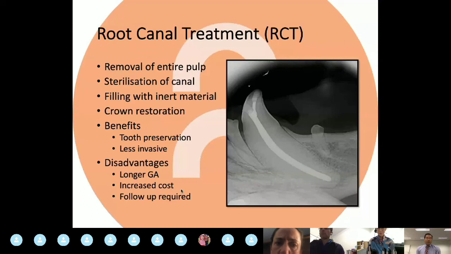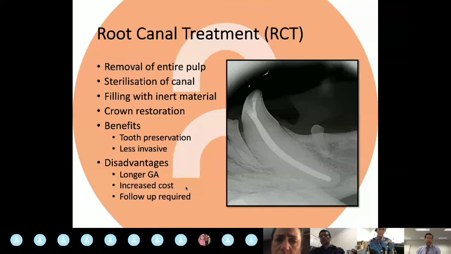So a root canal treatment is typically something that I use for a tooth that I want to save. It involves removing the entire pulp. It involves sterilization of the canal. So believe it or not, we actually use bleach at 4%. We fill it with a material known as gutta percha, which is derived from a tree, and then we restore the crown. So the benefits are tooth preservation.